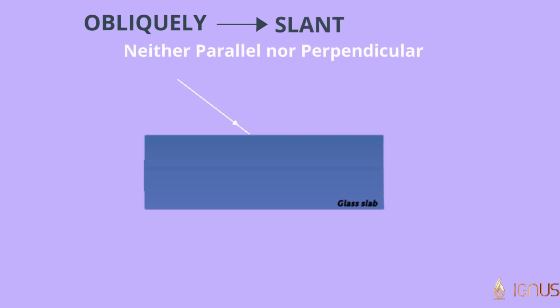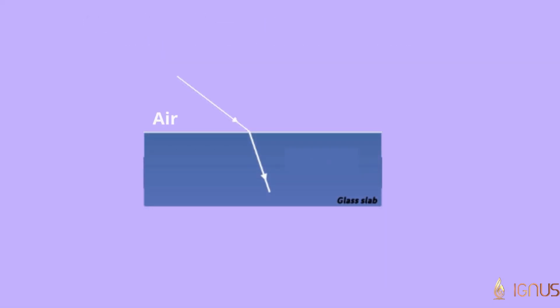Consider a transparent object kept here, say a glass slab. Suppose light traveling through air is incident obliquely on the surface of the glass. What do I mean when I say obliquely? It means slant. It implies that the incident ray is neither parallel nor at a right angle to the specified line. Now this light will bend at the boundary of two media. Here the two media are air and glass. This bending of light at the boundary of two media is what we call refraction of light.